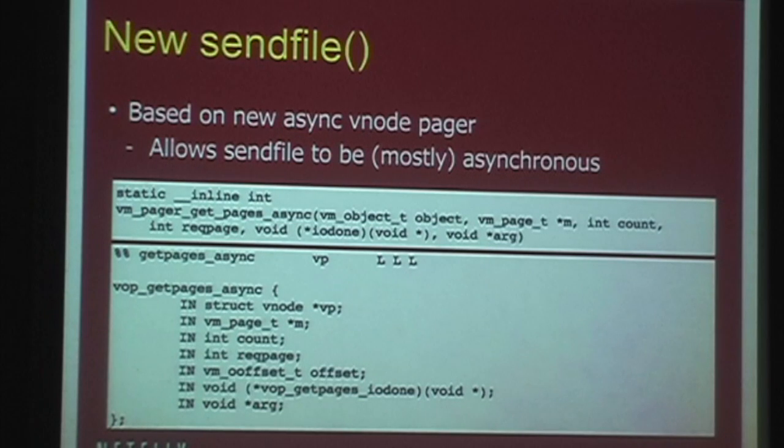Also, it reduces the possibility that pages will be evicted from the VM early on us, because right now, when we read pages with AIO read, they get stored in the VM. Hopefully, they don't get evicted too soon, but if we're under high memory pressure, they might get evicted before we can even get back and have SendFile push them out on the network wire. So hopefully, this will solve that problem.